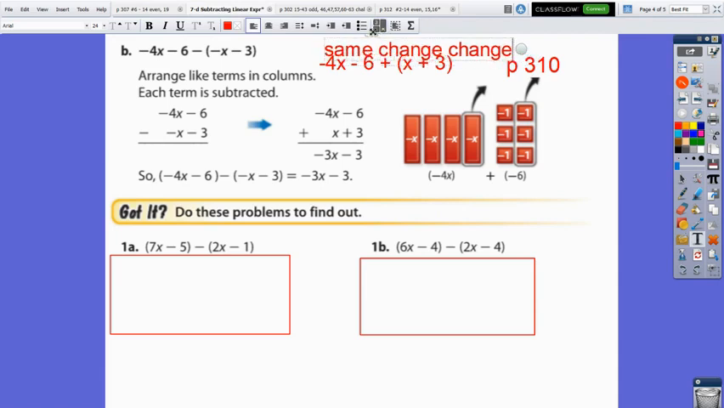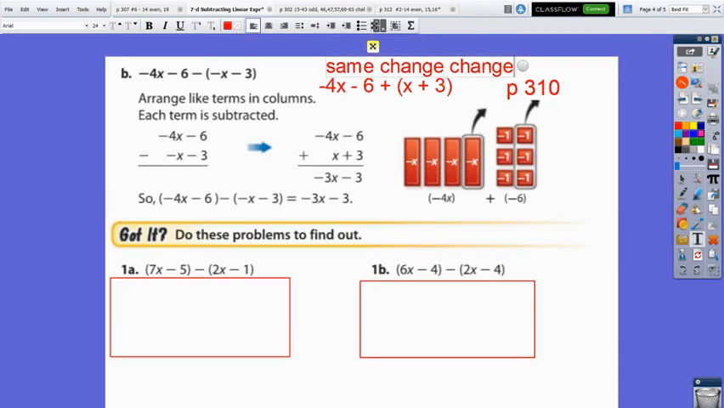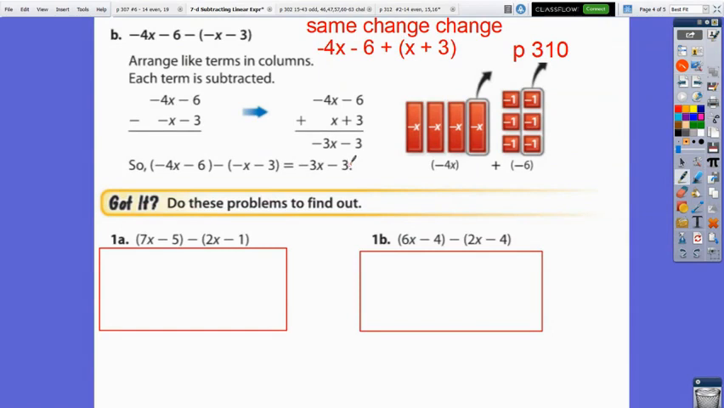Same, change, change. Keep the first expression, change the subtraction to addition, change all of the terms in the second expression to their opposites, and then add. So this is going to give you negative 4x plus x, which is negative 3x, and plus negative 3, which stylishly you will write as negative 3x minus 3. Okay, so go ahead and try these two on your own.